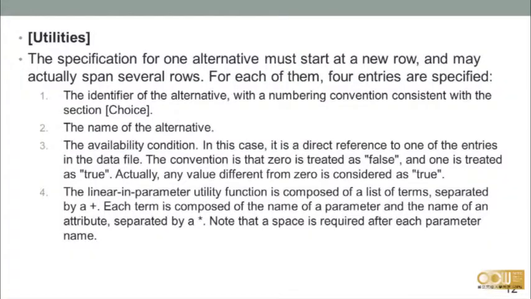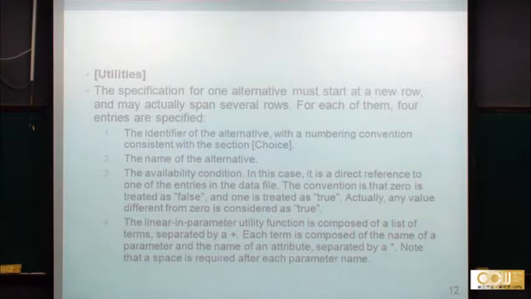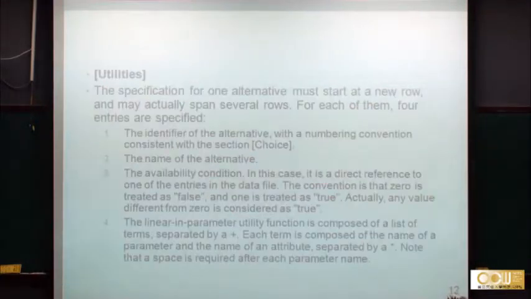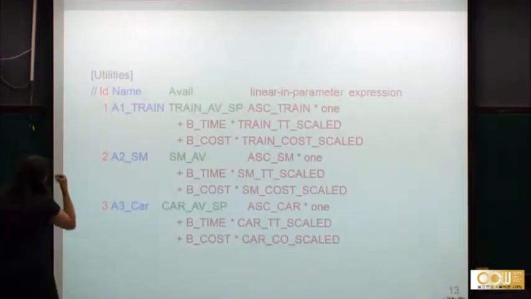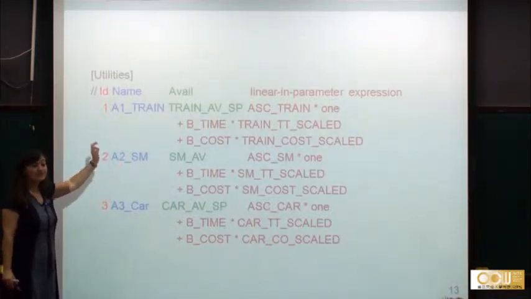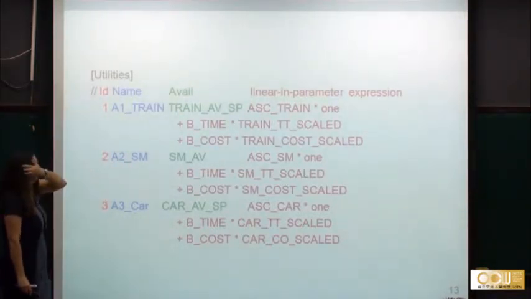Alice says that the specification of one alternative must start at a new row, otherwise it gives you error. And you need to specify 4 entries. So the identifier of the alternative with the numbering convention consistent with the choice. All right. Okay, so she's saying that this is the way you specify utility. So this is very important.